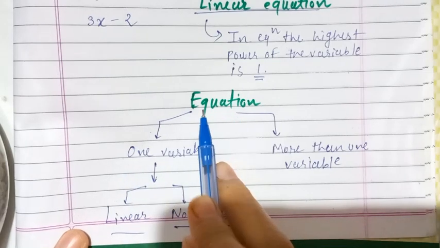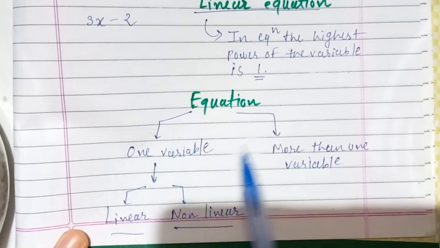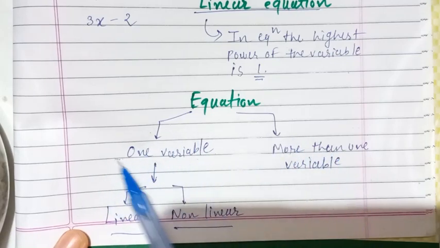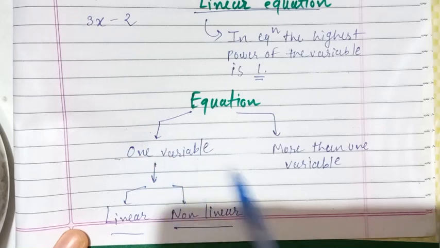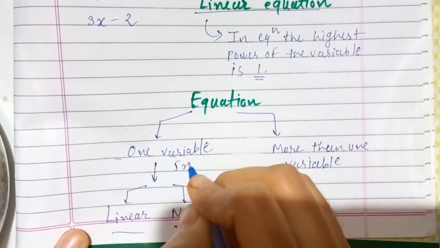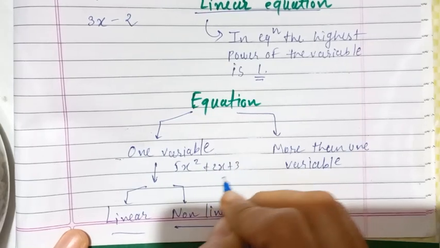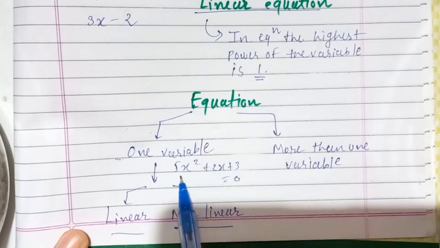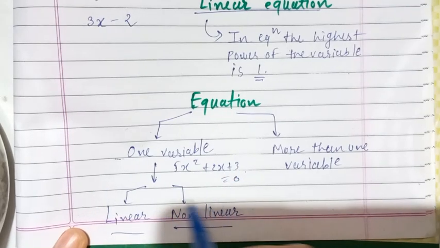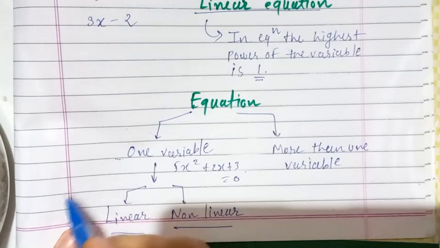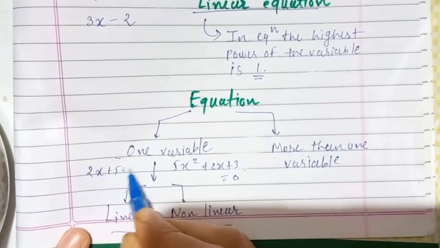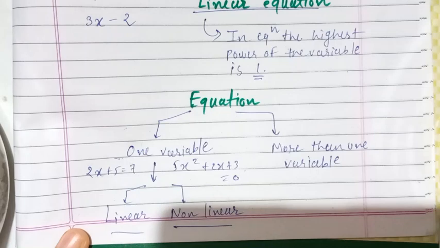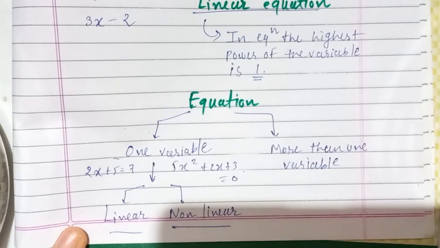So for equations, there are two types: equations of one variable and equations of more than one variable. One variable means there is one type of variable. As an example, 5x square plus 2x plus 3 equals 0. So this is one variable. There is one variable, only x. Now let's write another: 2x plus 5 is equal to 7. So now there are again two parts, linear and non-linear.